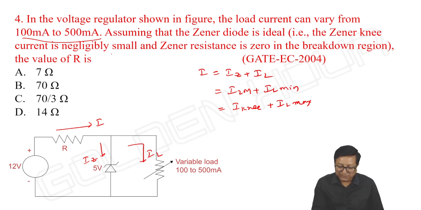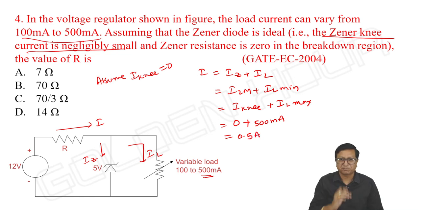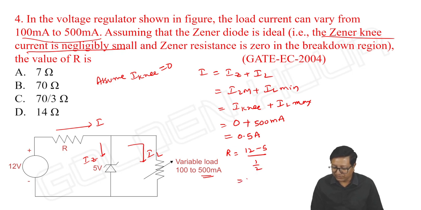So here what we can do, the knee current is negligibly small, means we assume the knee current is equal to 0. So it is 0 plus IL maximum, it is 500 milliampere. That is 0.5 amperes or 1 by 2 amperes. Then what is R? R is equal to (V in minus VZ) by I. I is equal to 1 by 2. So it is 14 ohms. How simple the question is.